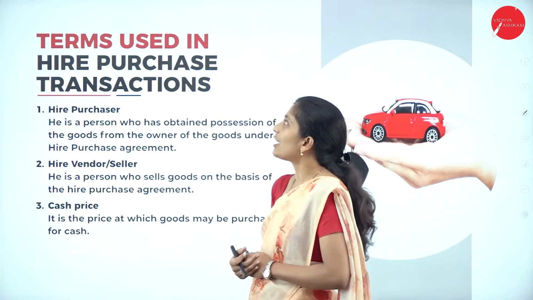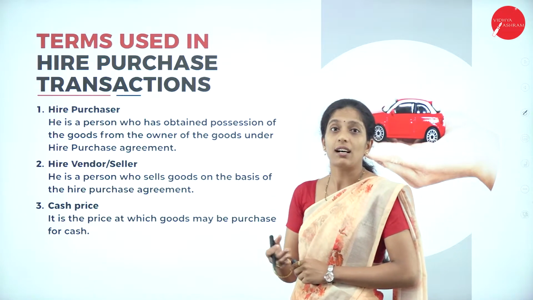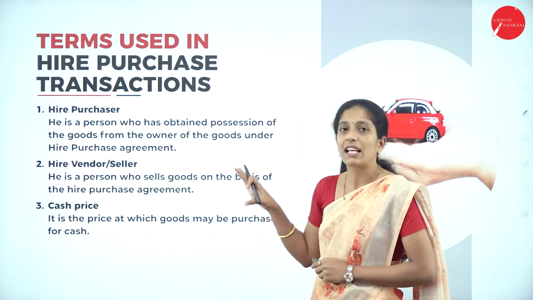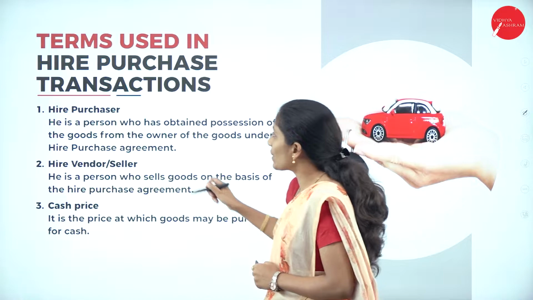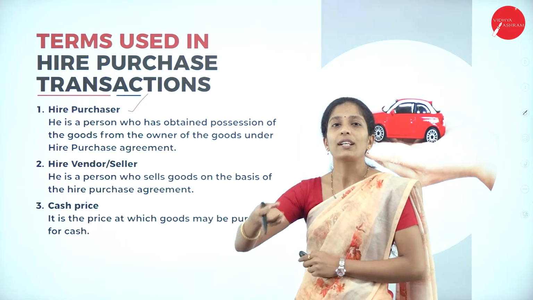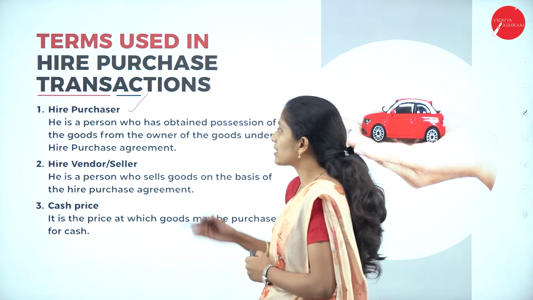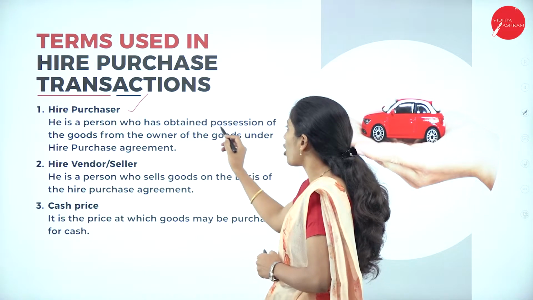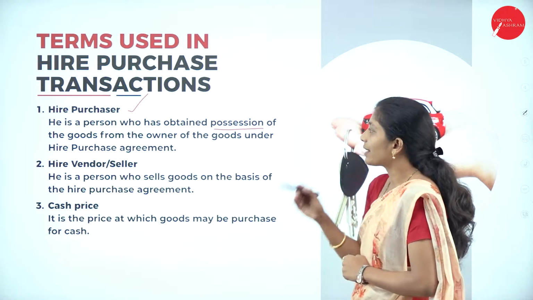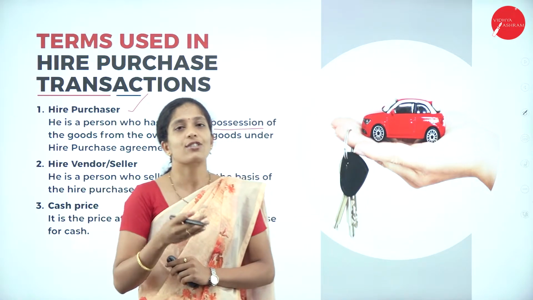Next, what are the terms used in a hire purchase transaction? Let us see the main terms which are used. The first one is hire purchaser. Now who is a hire purchaser? One who gets the possession of the goods is known as a hire purchaser. He is a person who has obtained possession of the goods from the owner of the goods under a hire purchase agreement.